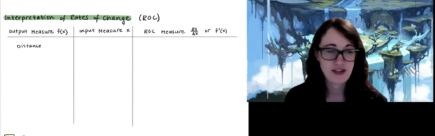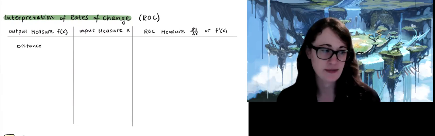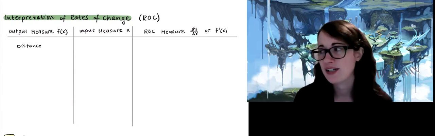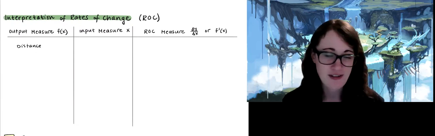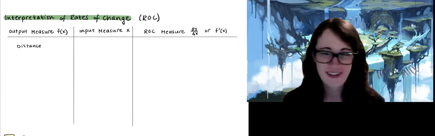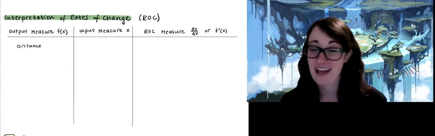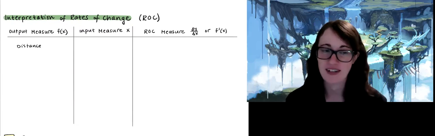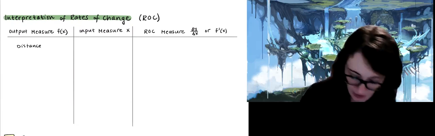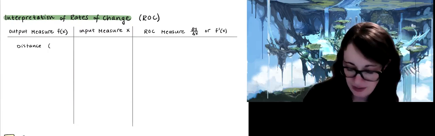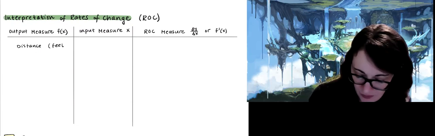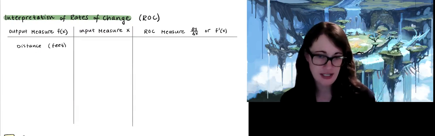And this might, in general, measure something in miles. It might be centimeters, it might be meters, it might be even something really small, micrometers, like in chemistry where you're looking at things moving a really small distance. It doesn't matter. But just for the sake of having something to talk about, let's just say that this one is measured in feet.